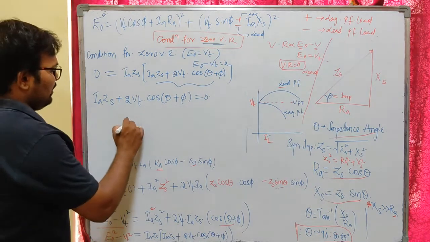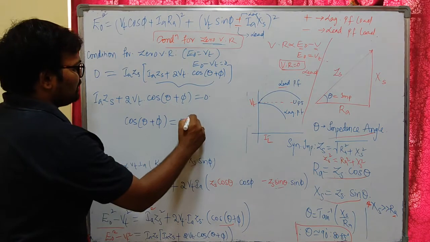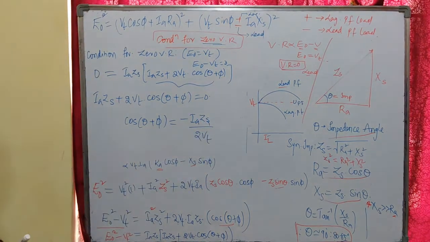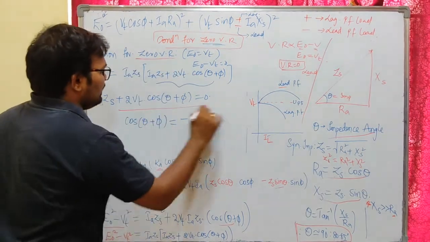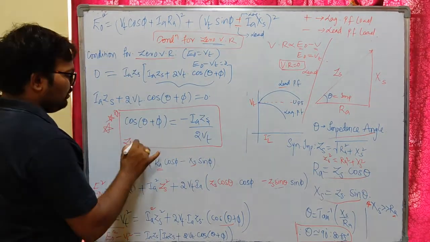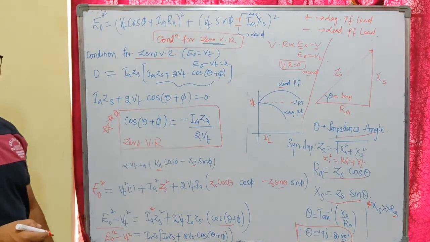this, cos of theta plus pi equal to minus IA ZS by 2 into VT. Okay, this is the condition for zero voltage regulation in a synchronous generator. So this is very important. Okay, this is condition for zero voltage regulation. Cos theta plus pi equal to minus IA ZS by 2 VT.